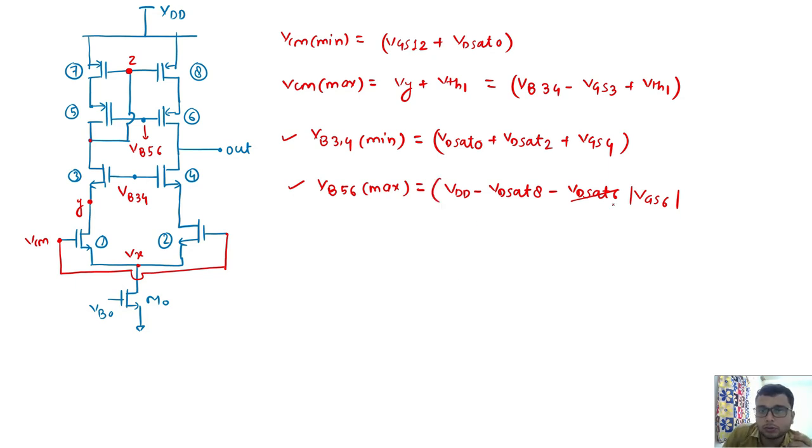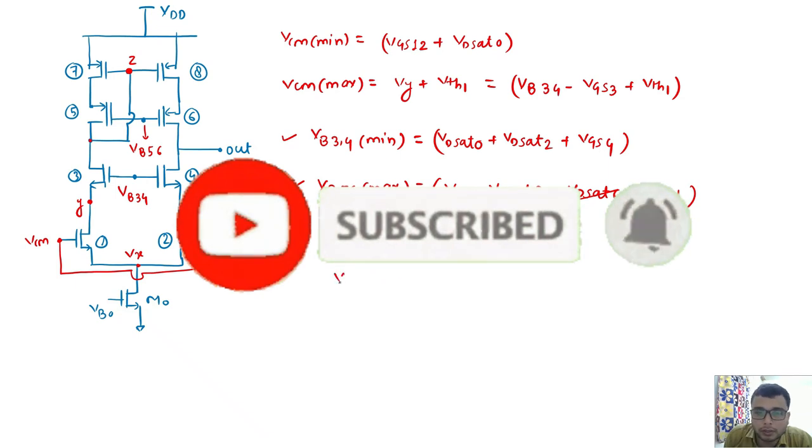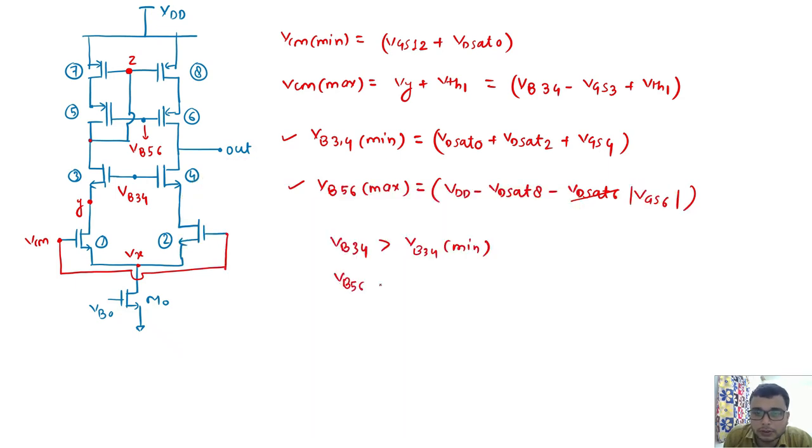So from these two equations we can see that our VB34 is some value greater than the minimum value, and VB56 is some value which is less than its maximum value. So we are not worried how to define this value. These values are defined such that this holds.